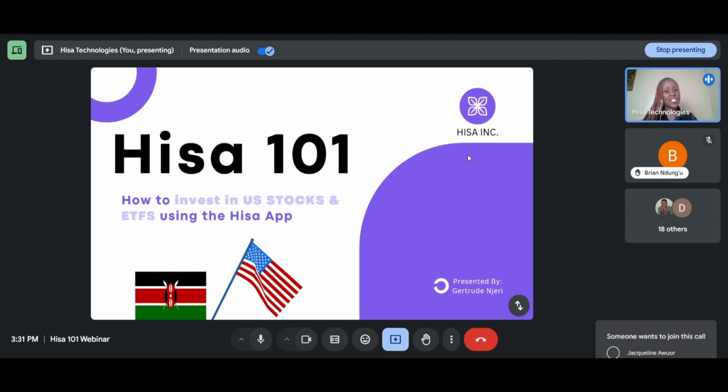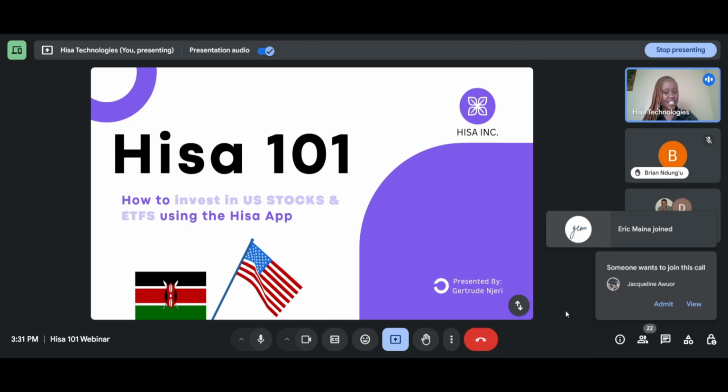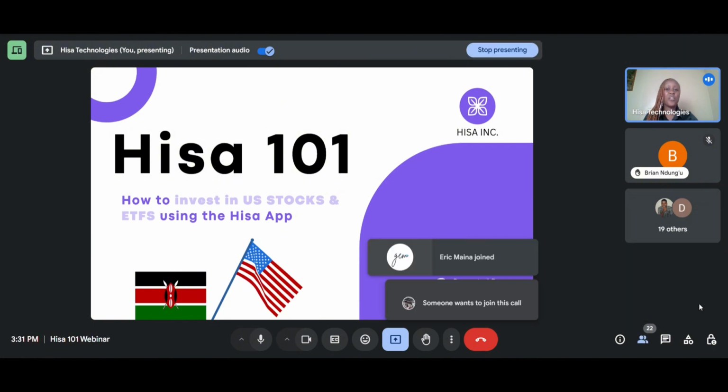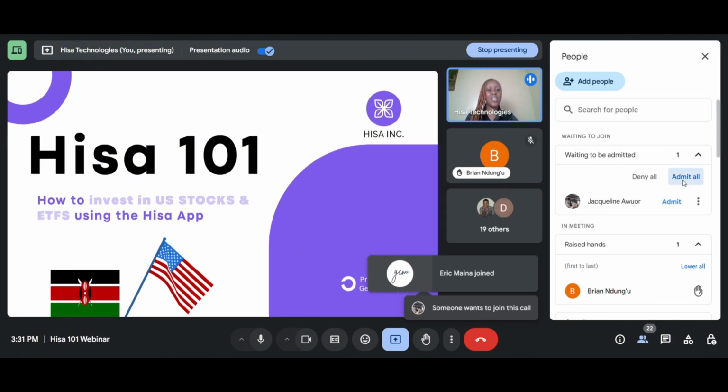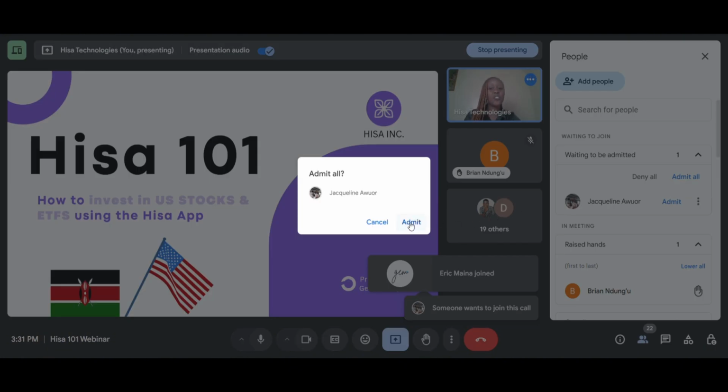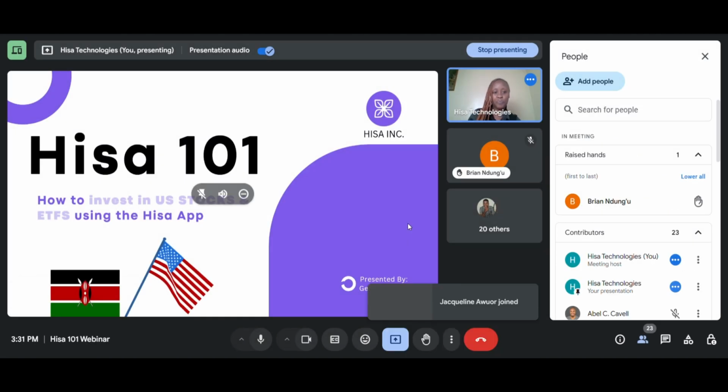And in today's session, as I have said, we are going to be going through how you can invest in US stocks using the Hisa app.